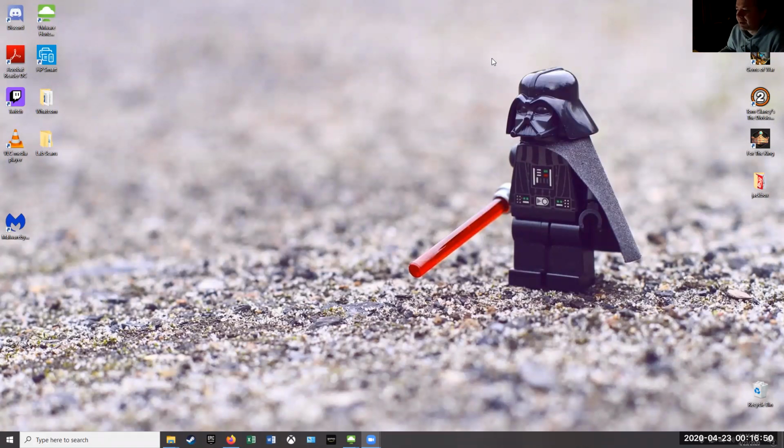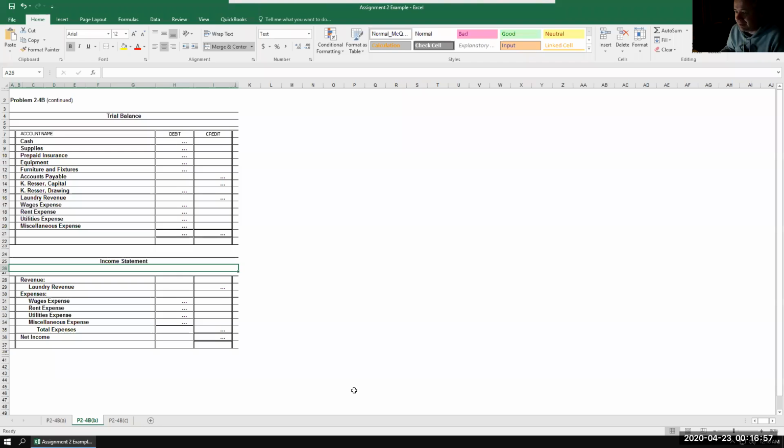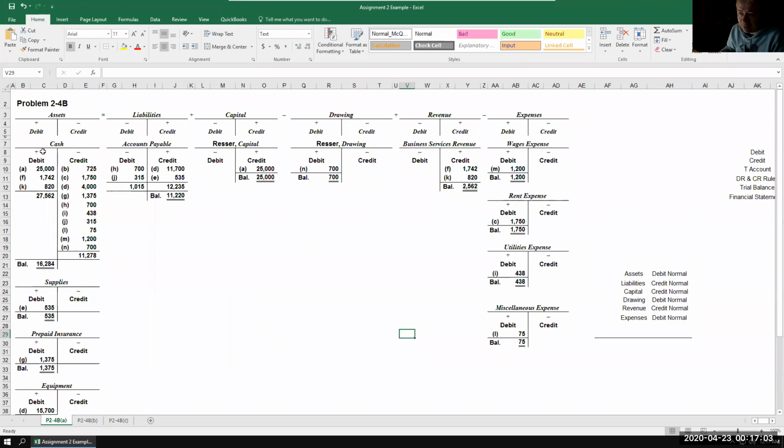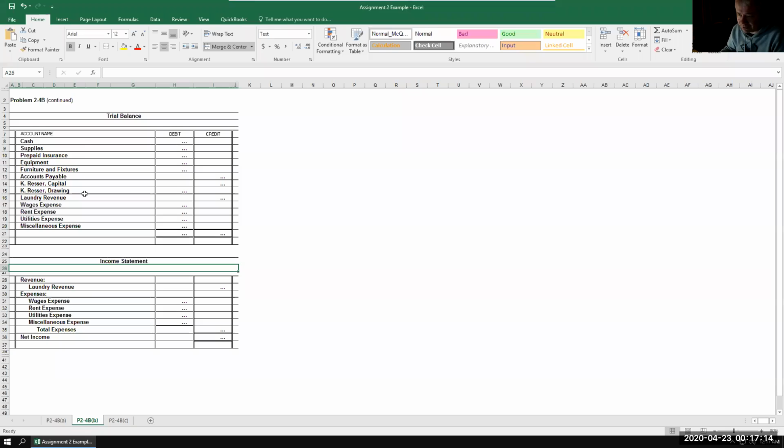Okay, so now for the third and final part of our Chapter 2 example. We're going to pop back over to VMware. And first we have the trial balance. Back in the last video, we put in all of our debits and credits, and we did the math to see what our final balances were for the month. Now we're going to take those balances, run them through the trial balance first, and then create the financial statements.